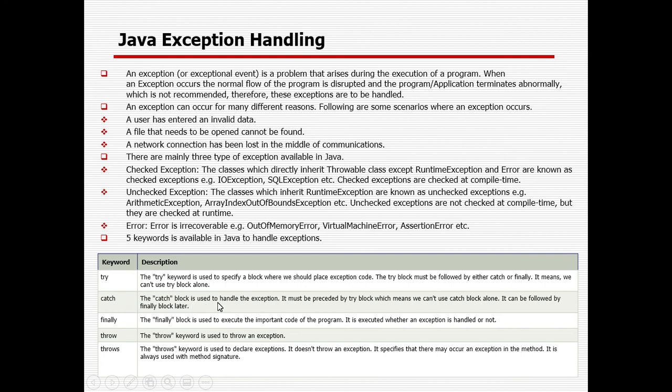The catch block is used to handle the exception. It must be preceded by a try block, which means we can't use a catch block alone. It can be followed by a finally block later. Finally, the finally block is used to execute the important code of the program. It is executed whether the exception is handled or not. Right. Suppose a catch block, in case the exception is handled, then only the catch block code will be triggered.